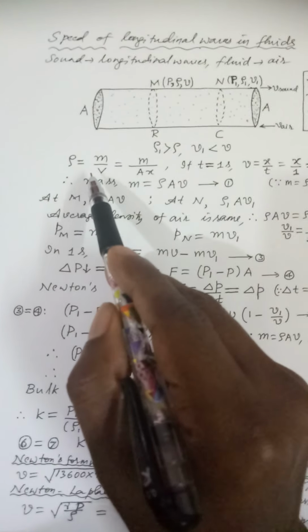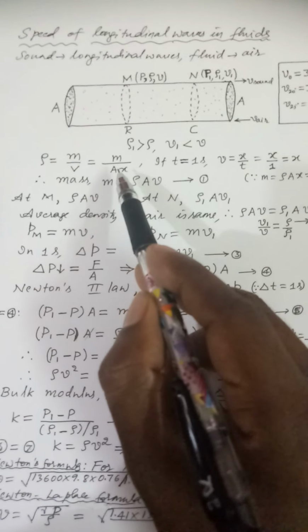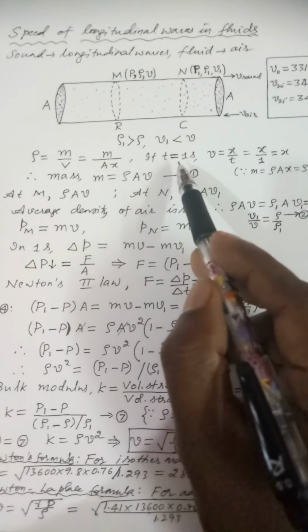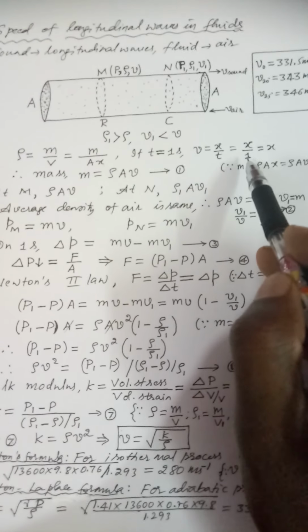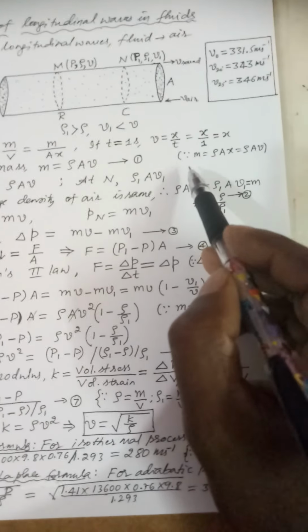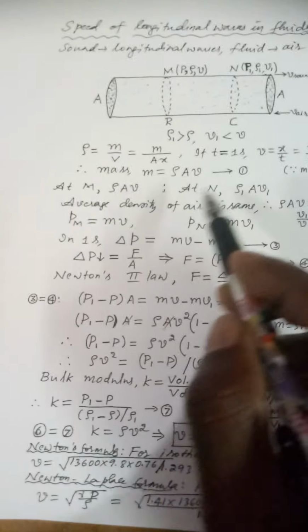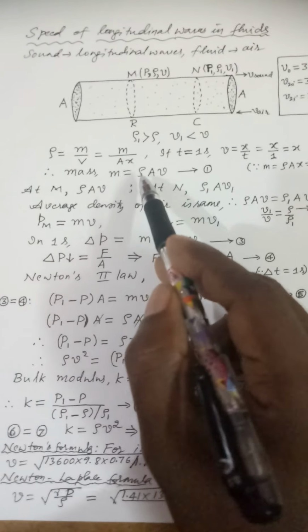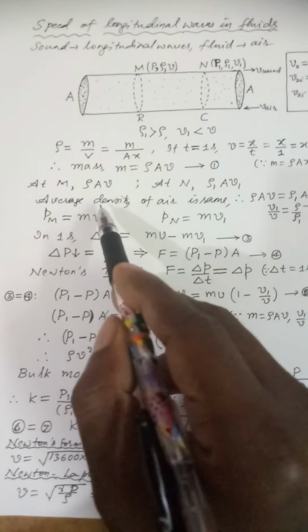I will consider density, which is mass by volume. Mass can be written as density into volume, which is area into thickness. If time is 1 second, velocity is equal to thickness by time, which is x by 1, equal to x. So we get V is equal to x, because m is equal to rho A x, which is also equal to rho A V. Now mass can be written as rho A V. Call it equation number 1.